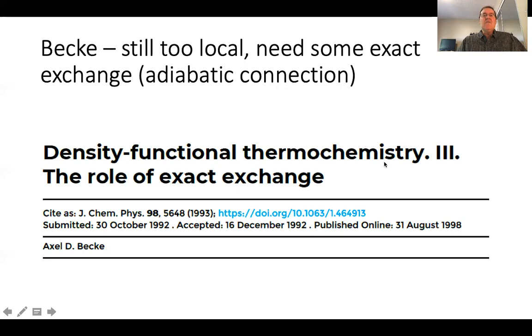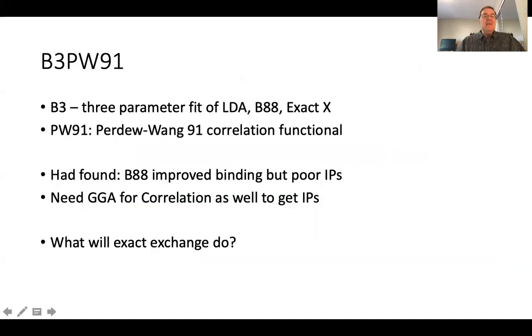But what he found was when he wanted to do thermochemistry, so atomization energies or bond strengths, that it wasn't good enough. And that what he needed was some exact exchange. That is, everything in Becke 88 is still what we call semi-local, depends on position, the density and the gradient of density, but has no concept of what's going on at large distances. Whereas exact exchange, by its very nature, because it's an integral over all space of your orbital, builds in non-local information. So he said, okay, that's the next thing we're going to do.